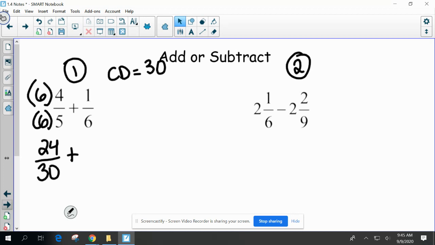plus, and then now I need to convert 1/6. So what would I multiply 1/6 by? 5. So I'm going to take my numerator and denominator by 5. So I would get 5 over 30.